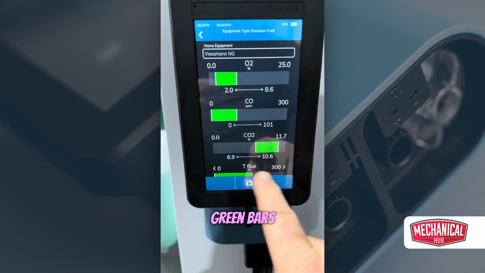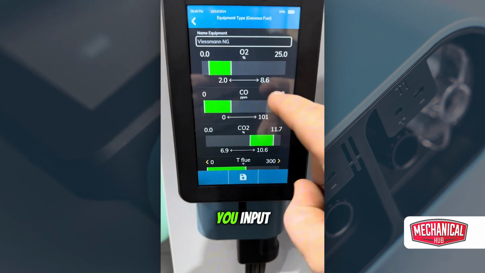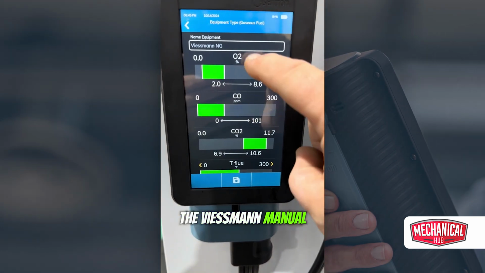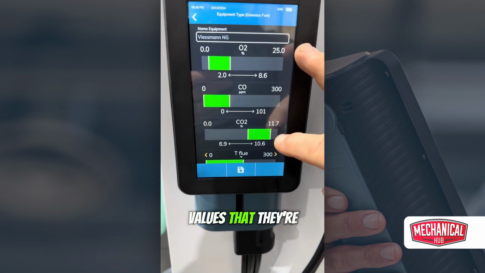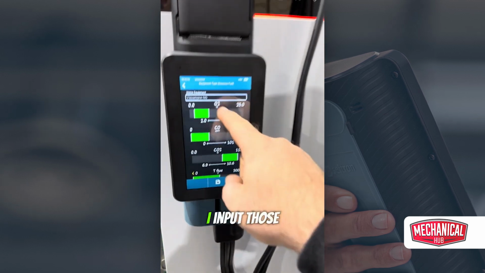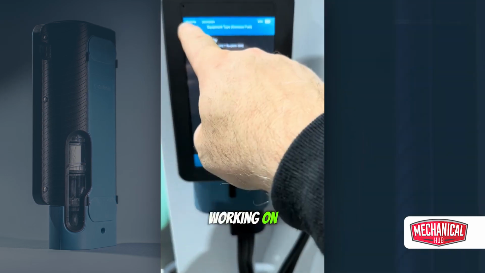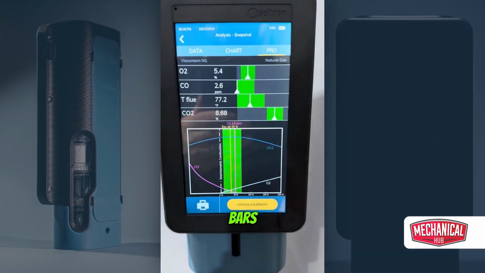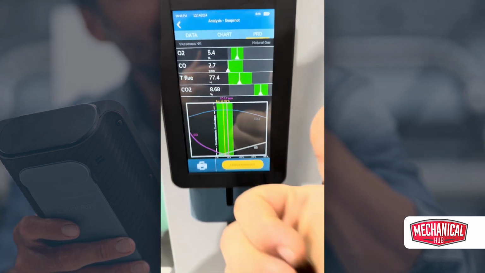See these green bars? They're going to transfer to that other screen, but these are all values that you input. I took numbers right out of the Wiesmann manual for oxygen, CO, CO2. These are the three values that they're going to give me in the manual for the boiler. I input those, and then when I select that as the piece of equipment I'm working on, it's going to tell me, with these green bars and those little white pointers, as long as that white pointer is in the green bar, we're good to go.